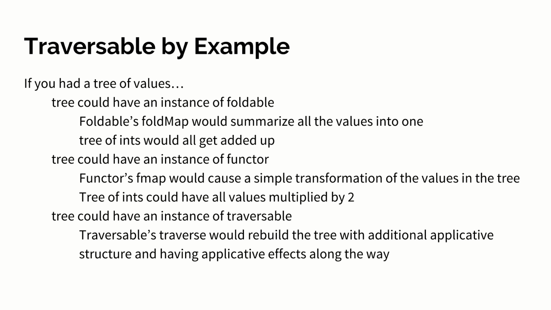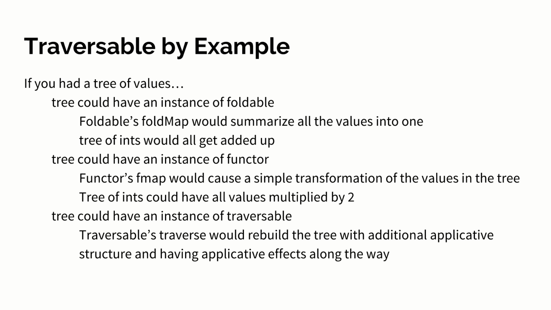We could have a Functor instance for the tree, in which case the Functor's fmap would simply cause a transformation on each of the tree's values. So if we had a function that simply multiplied by 2 passed into the Functor fmap operation, the tree of ints would have all of its values multiplied by 2. Its structure would be preserved.